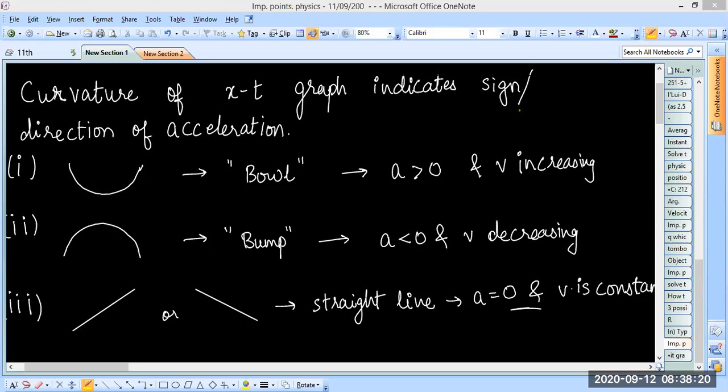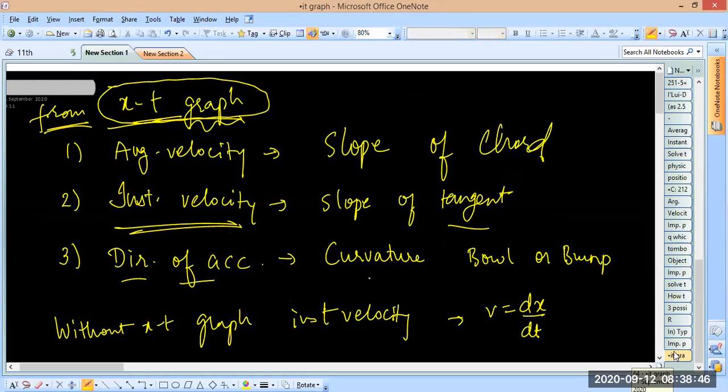All right. But like I said, every time I cannot comment on everybody's answer, right? When you asked the question, I answered it, didn't I? So I'm reading everything. Don't worry about that. Okay, so curvature of xt graph indicates the sign or the direction of acceleration. Please don't forget this. Fine, that's enough. Let's go to the next type of graph.